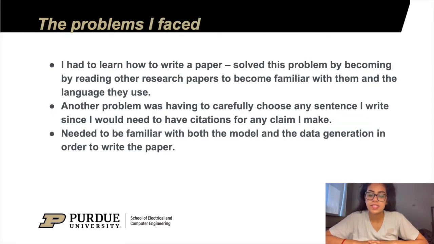The problem I faced along the way was that I had to learn how to write a paper. I solved this problem by reading other research papers to become familiar with them and the language they used. Another problem was having to carefully choose any sentence I would write, since I would need citations for any claim I make. I also needed to be familiar with both the model and the data generation in order to write the paper.